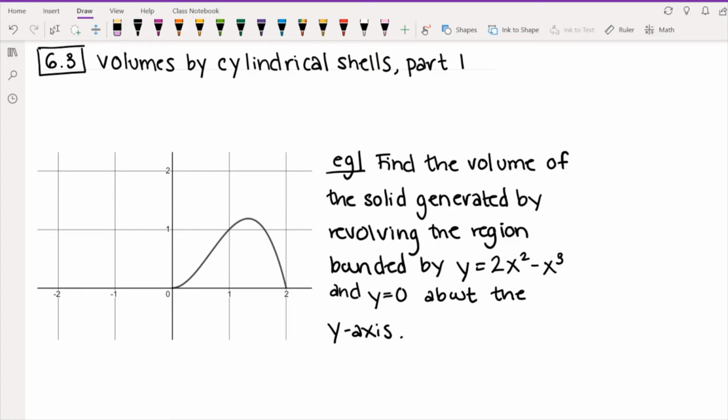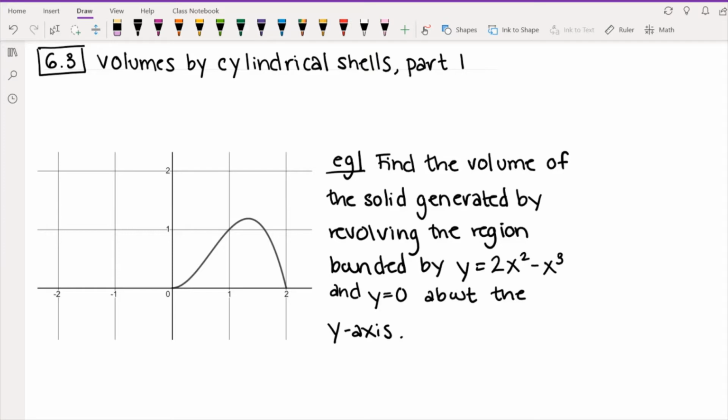Hi everyone. So in this video, we're going to get back to talking about solids of revolution. These are solids that we get by taking a two-dimensional region and revolving it around an axis. But we're going to see that there's a different method. In previous videos, we had talked about what we called the disk method and the washer method.